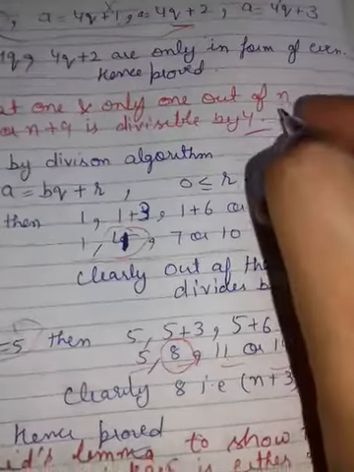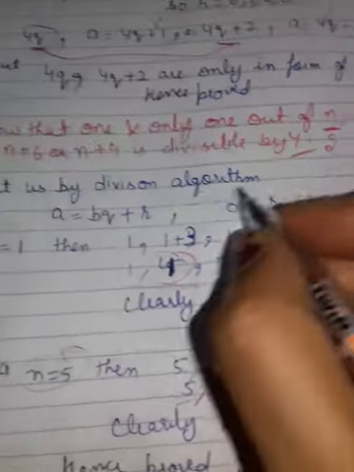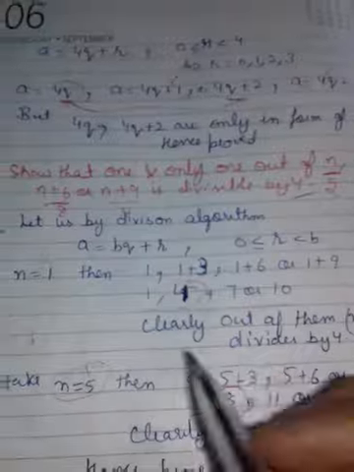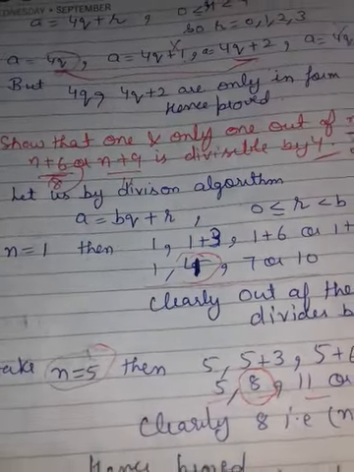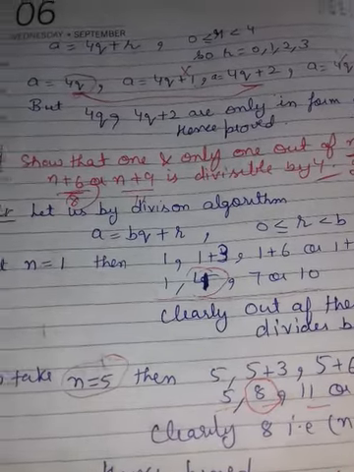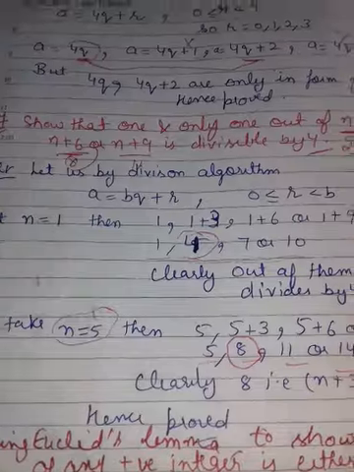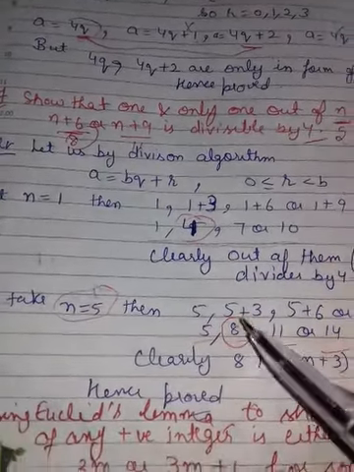Suppose I am taking 2. Then what are you getting here? 2, 2 plus 3 is 5, 2 plus 6 is 8, 2 plus 9 is 11. Clearly 8 is divisible by 4. So any one of them will be divisible by 4. I hope you got it. This is your proving part. By taking 2 examples, you will prove it like this.